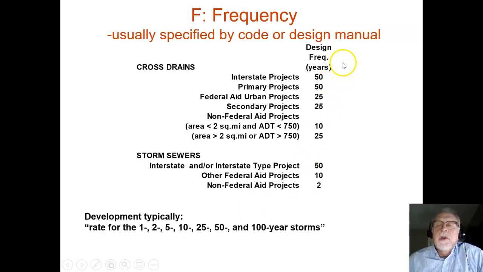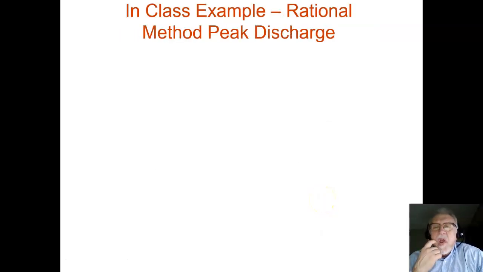The frequency is usually specified by the code or the design manual, so different projects might specify different design frequencies for the runoff we have to calculate. For development, typically you have to do it for all of these storms. If you do it for the 100-year storm, doesn't that cover the 1-year storm? It's a question I always have, how that works.